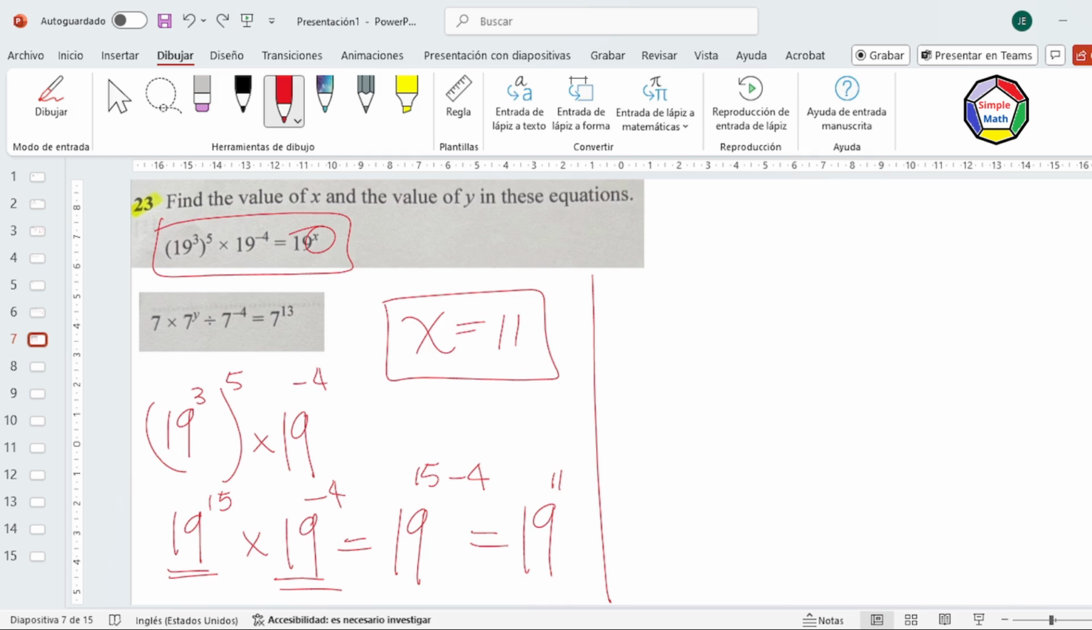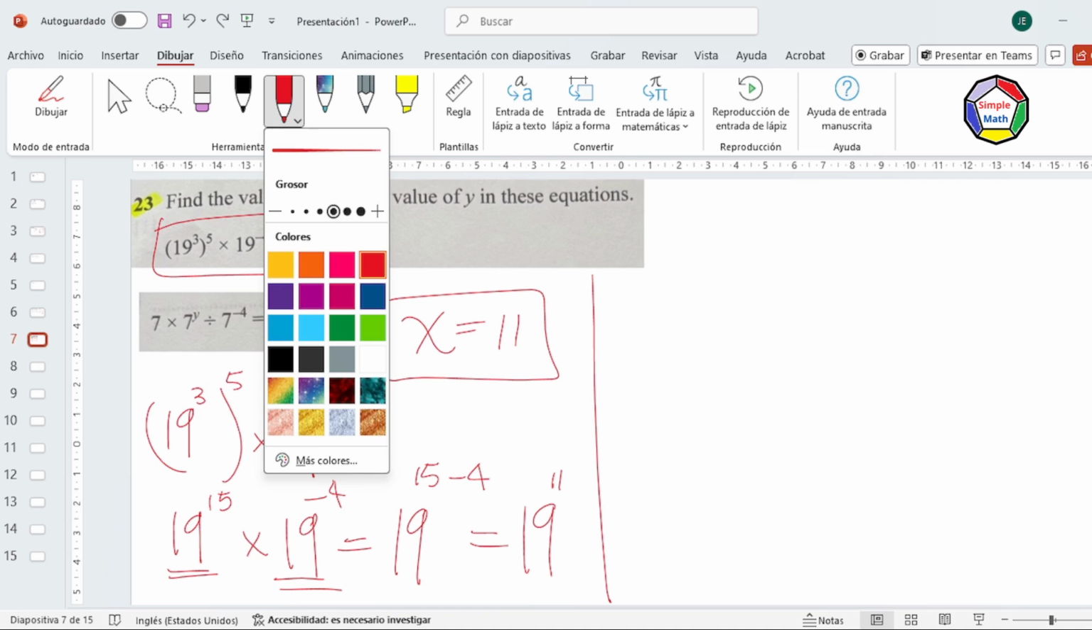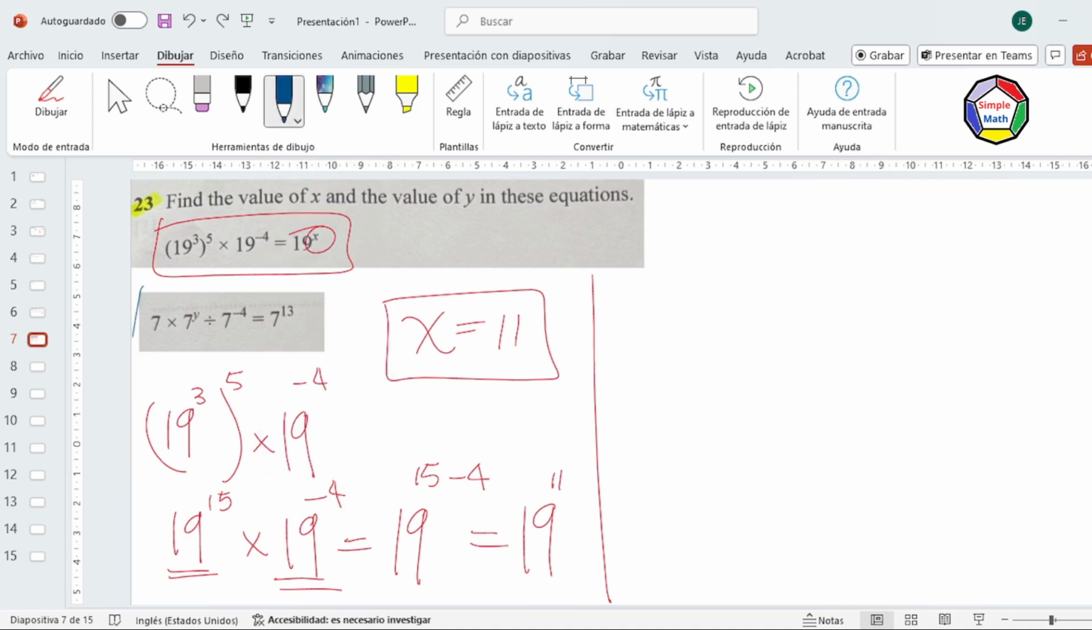I'm going to change the color. Let's choose blue. All right. I'm going to solve this one. Okay. So I'm going to rewrite the exercise here. 7 times 7 to the power of y, dividing 7 to the power of negative 4, equals 7 to the power of 13.